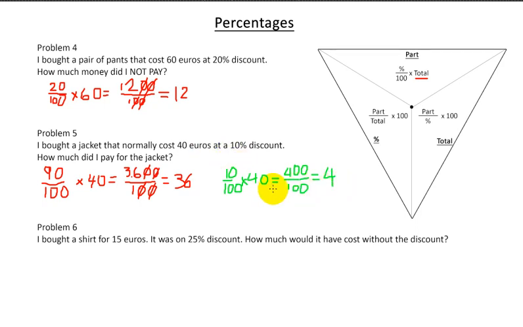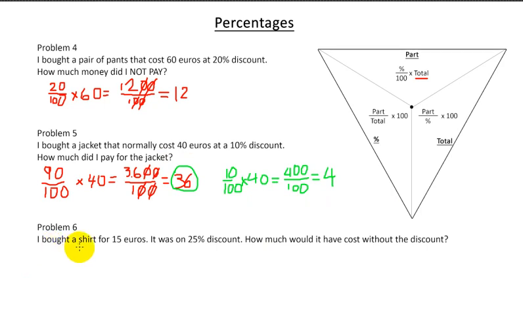Okay, so how much did I pay? I pay out of the 40. I did not pay 4. So 40 take away 4 makes 36. Like we found before. We found the exact same thing, just through a different step, basically. Let's move on to problem 6.